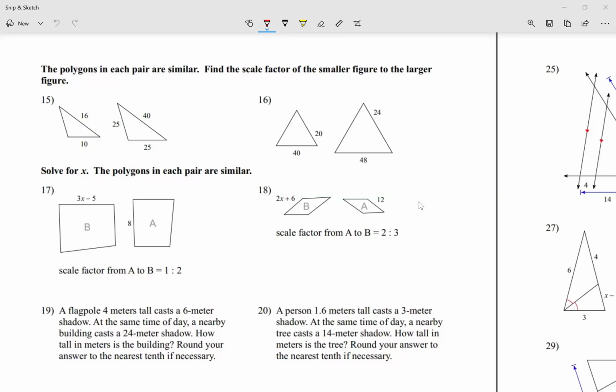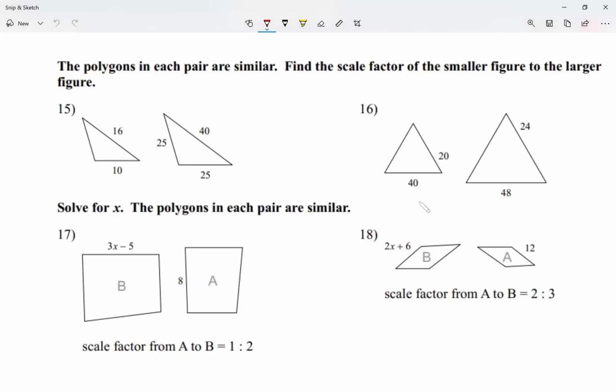So let's take a look at our work for today. The polygons in each pair are similar. Oh, interesting. Last week we talked about similarity, right? We talked about size being proportional. So find the scale factor of the smaller figure to the larger figure.